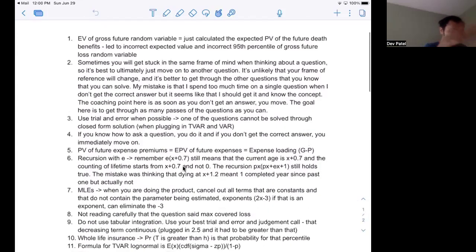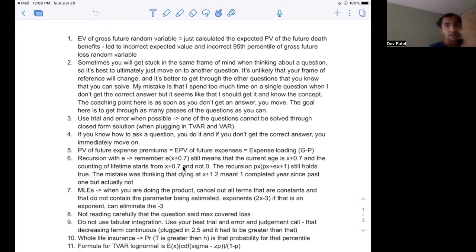Just going through these, one of the questions had to use some trial and error. There wasn't an algebraic solution, so that could have been a lot faster if I had just known to try the answer choices. So that was a framework of thinking. And if you know how to do a question and you do it and you don't get the correct answer, it's best to just move on.